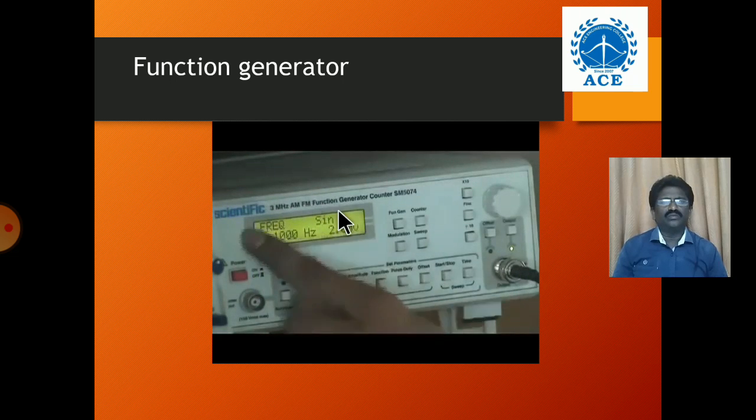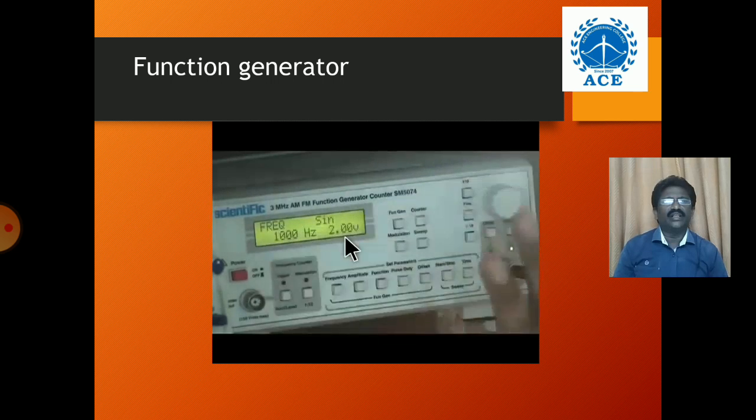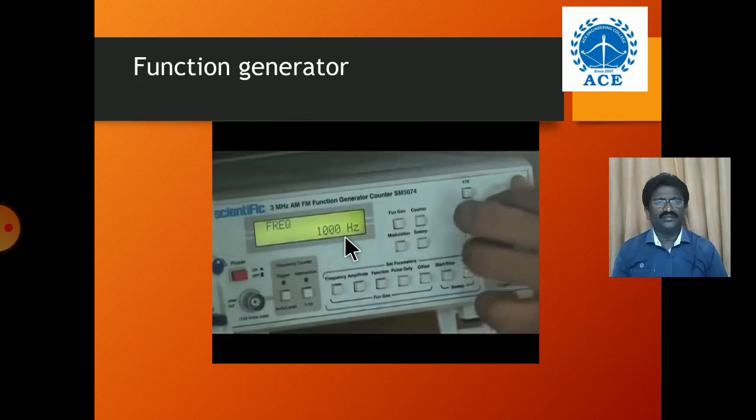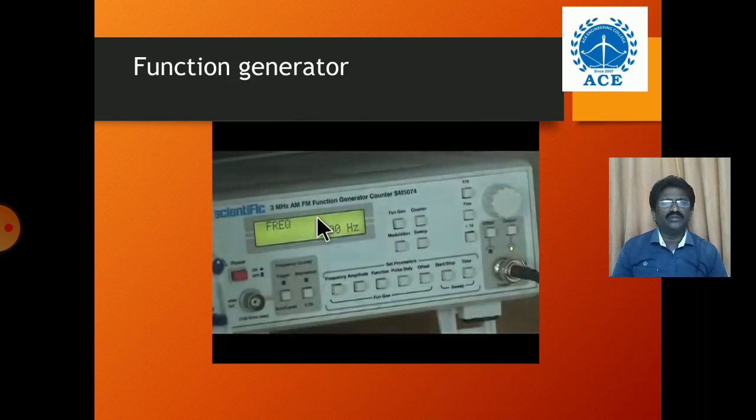In this panel, you can observe frequency values on the display and what kind of signal this is. SIN means sinusoidal. Then what is the amplitude? This denotes the amplitude. So you can maintain a sine wave. This is the frequency. If you want to change the frequency, you can change it using this knob, so it is becoming less, it is becoming more. With this control you can vary the frequency up to 1000 hertz.